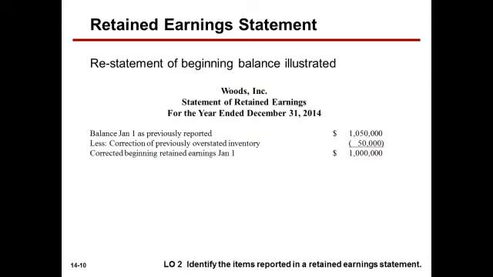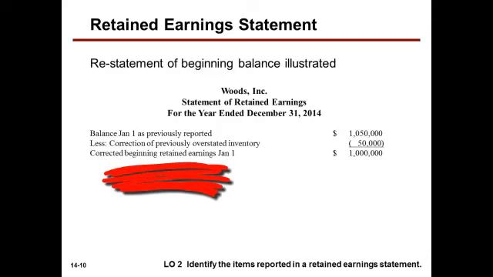Let's look at an example of a restatement of a beginning balance. While publishing the year 2014 results, if Woods Incorporated discovers a $50,000 error that belonged in a previous period, 2013, it would handle it in this manner. It would restate the beginning January 1st balance. So it would reduce that balance by $50,000 and begin with a corrected beginning retained earnings balance.